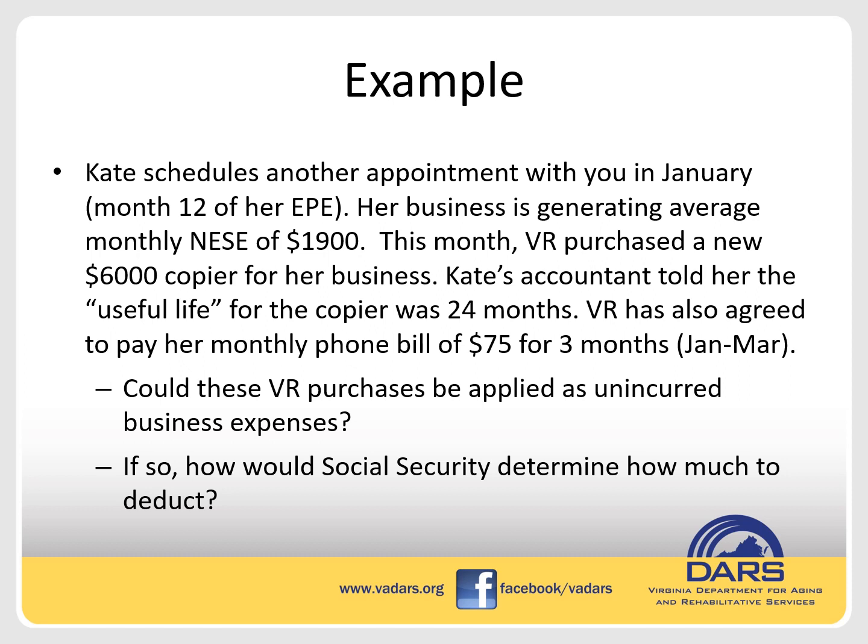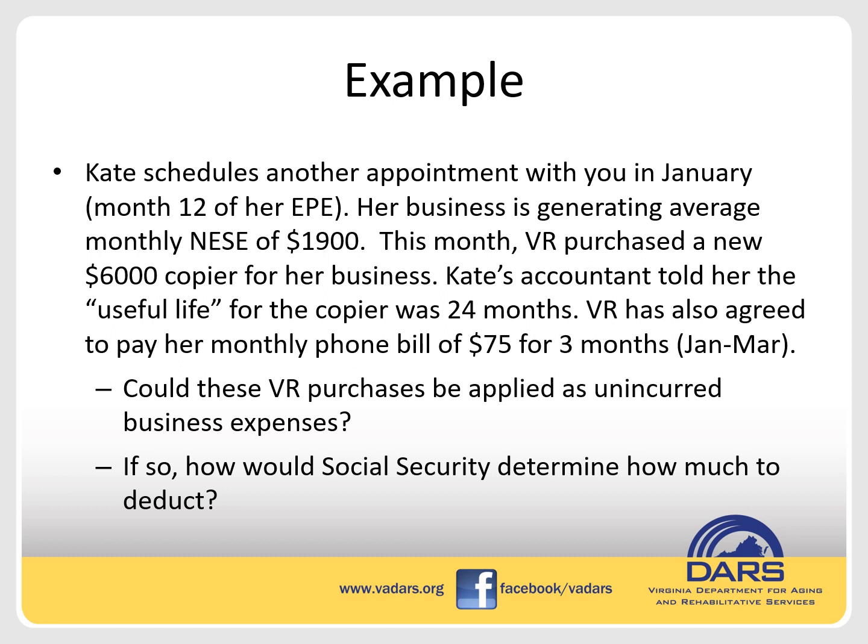Let me give you an example of how this all ties together in terms of work incentives and countable income. This will help make it clear for everybody, I hope. So Kate schedules another appointment with you in January. Let's say she's past her trial work period and she's now in month 12 of her EPE. Because she's past her trial work period, Social Security is going to be looking at SGA and work incentives would apply now. Her business is generating an average monthly net income from self-employment of $1,900.